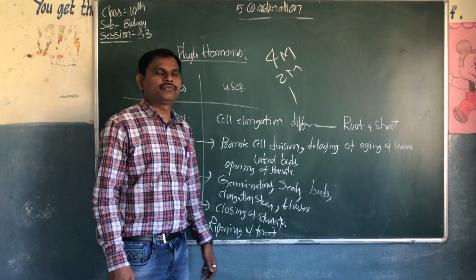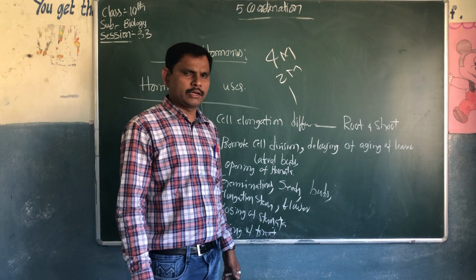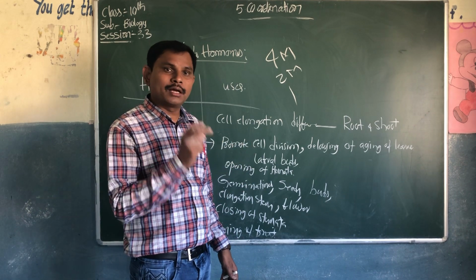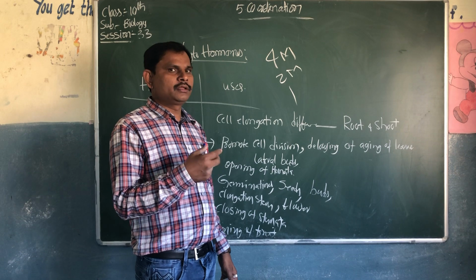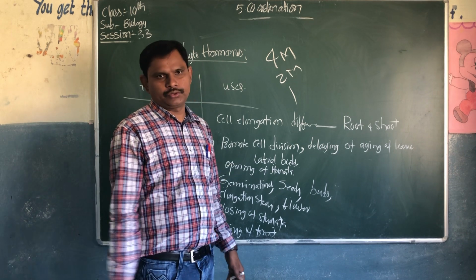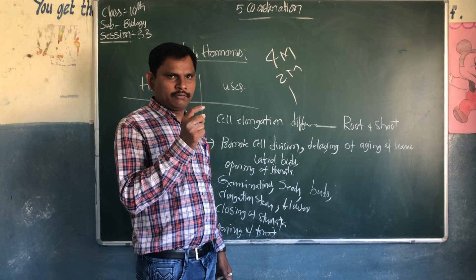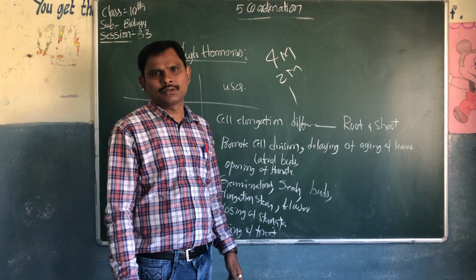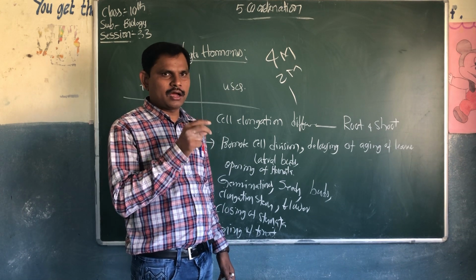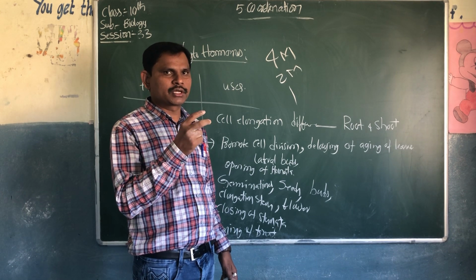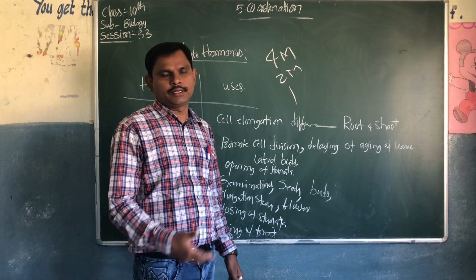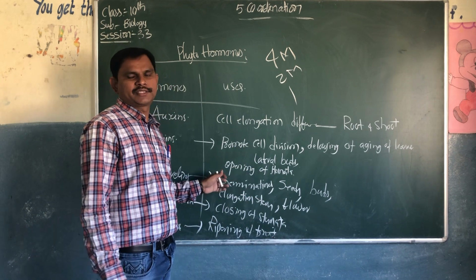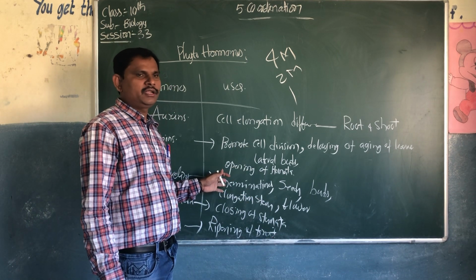And the last one is ethylene: ripening of fruits. Nowadays many people outside are using some chemicals to get the ripening of the fruits. A lemon will convert from green to yellow within the night after they add some chemicals. Inside it is raw, but the color changes due to the chemicals. So nowadays they are using this. But natural fruits are very, very tasty.